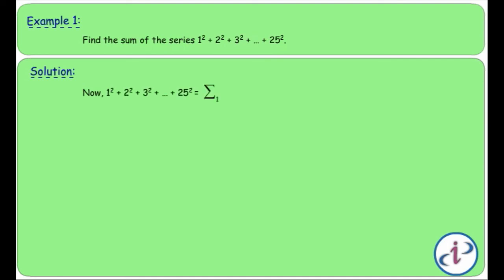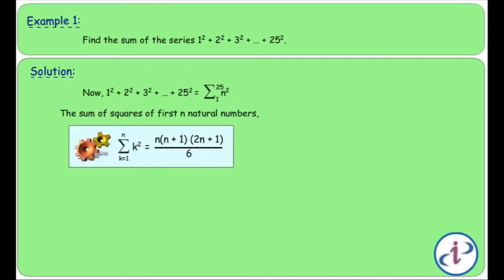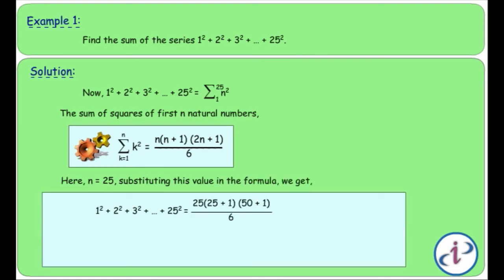Example 1. Find the sum of the given series. Solution. We can write the given series as summation of n squared from 1 to 25. The formula for the sum of squares of first n natural numbers is as shown. Here, n is equal to 25. Substituting the values, we get 25 times 26 times 51 divided by 6. That is equal to 5525. Thus, the sum of squares of first 25 natural numbers is equal to 5525.